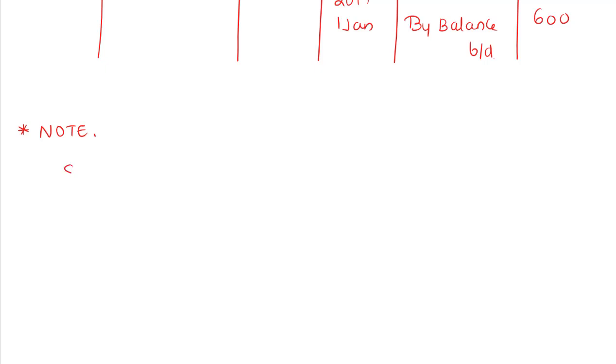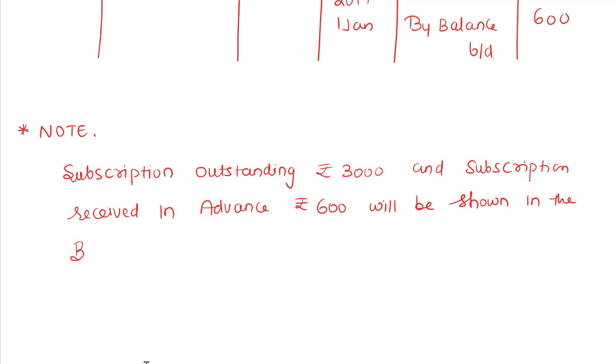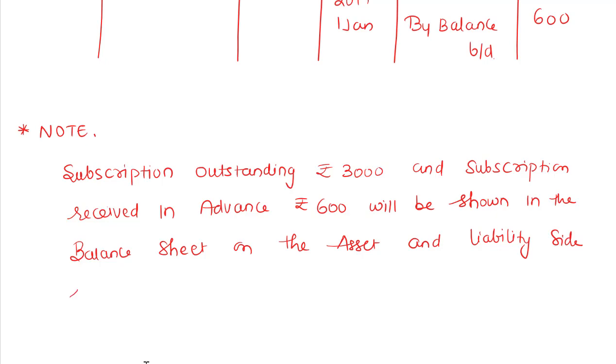Write a note. Subscription outstanding 3000, and subscription received in advance rupees 600, will be shown in the balance sheet on the asset and liability side, respectively.